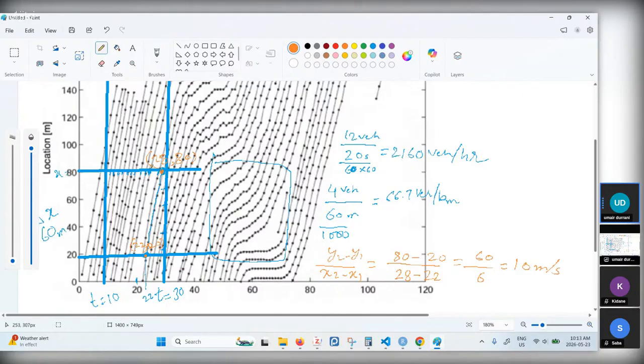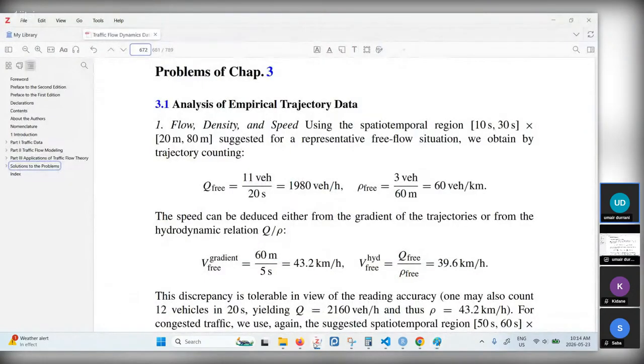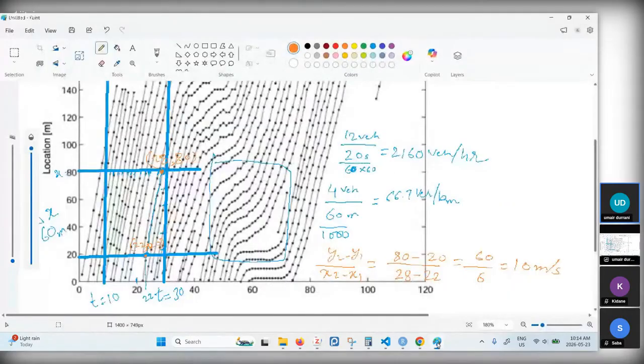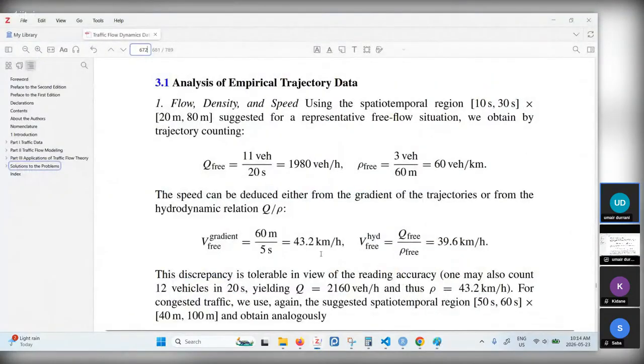So this is just one trajectory that we selected, and then we looked at its Cartesian coordinates and estimated the gradient. Since this is distance over time, this will give us the speed. So looking at that, they also do 60 meters divided by 5 seconds. And we did 60 meters divided by 6 seconds, so not very far off. Gives us about 43 kilometers per hour.